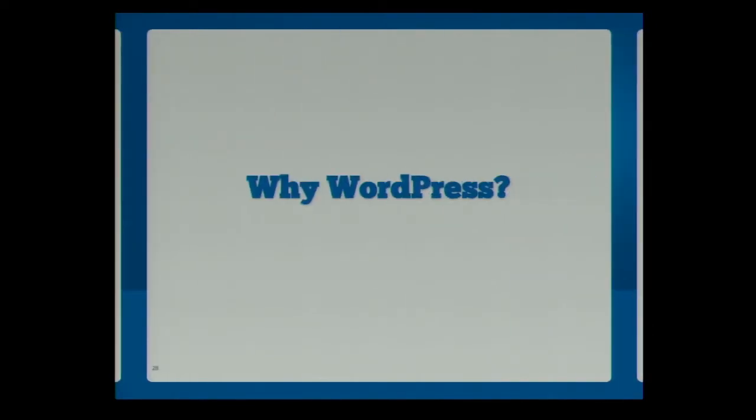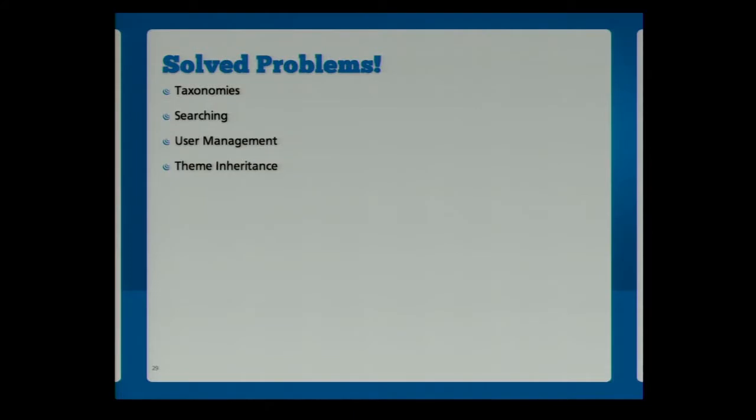So a lot of people ask us, why WordPress? And it turns out that there's actually a lot of stuff that WordPress solves that every single website needs to solve if you want it to be useful. So things like having taxonomies, being able to search, having user management, and something that most things don't do that WordPress does do is theme inheritance. And so these are all things that we would have to build on our own if we weren't going to use WordPress. And so using WordPress makes it much, much faster, and we get the benefit of somebody else writing all this code for us.